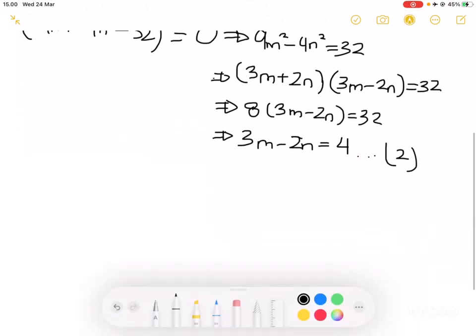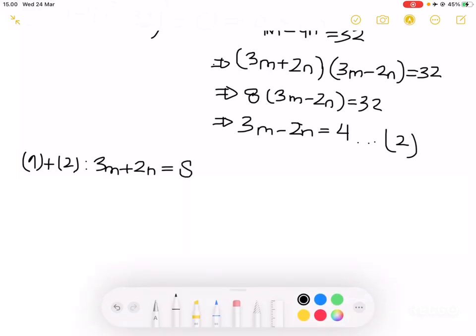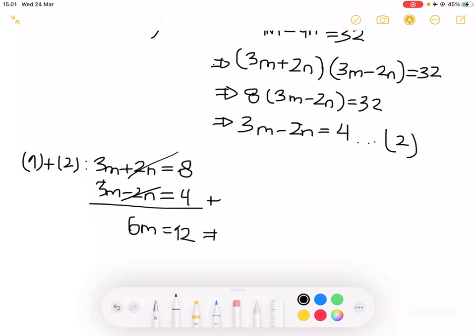Now we can add both equations 1 and 2. The first one is 3m plus 2n equals 8, and then we have equation 2, which is 3m minus 2n equals 4. So let's add them up. The 2n's will cancel, and we're left with 6m is equal to 12, and that means m must be equal to, not 6 but 2.